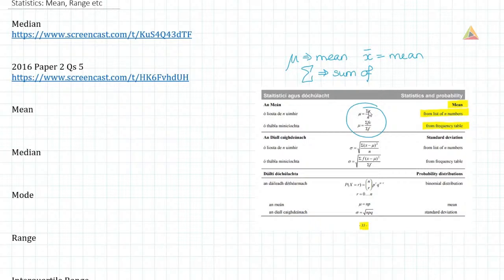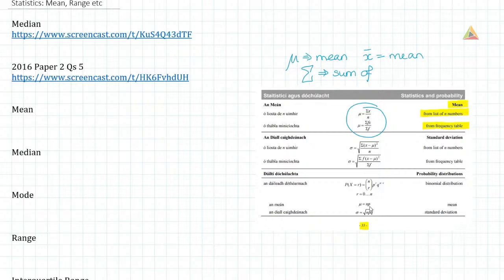So in one of our formulas, we're going to see the sum of x divided by n. So that's from a list of n numbers, so the number of numbers. And in the second one, we're going to see the sum of f times x over the sum of f. So that's going to be our frequency, and it's going to be from a frequency table. So we're going to see these in use, but first we're going to look at what these different terms mean and how we can work them out.